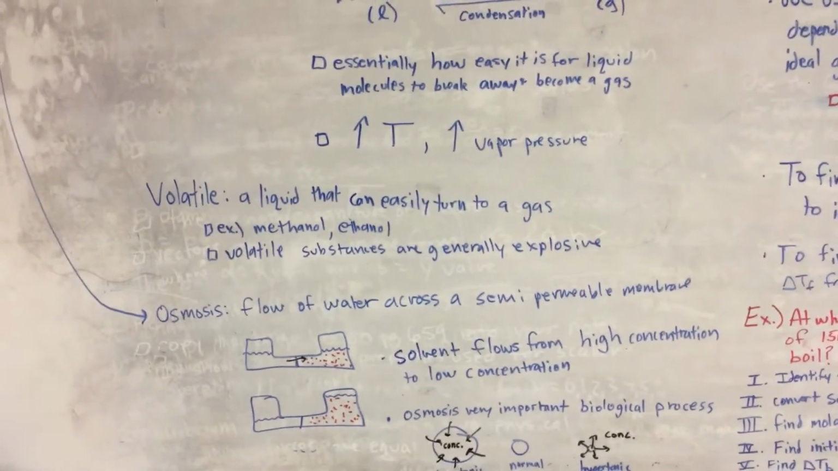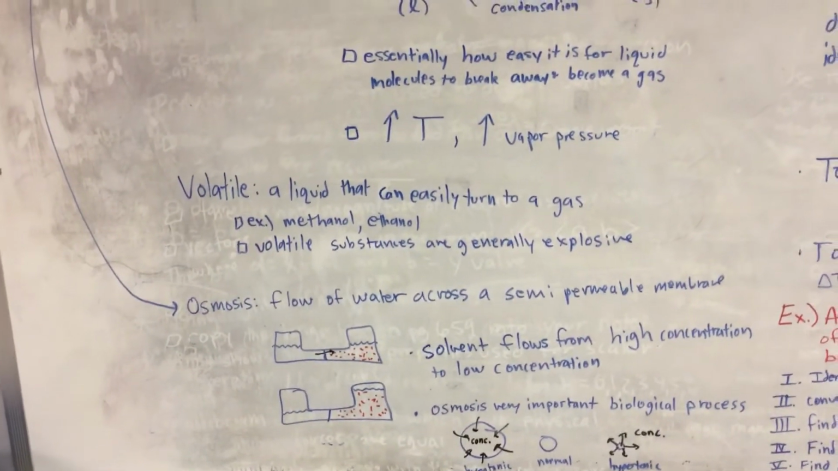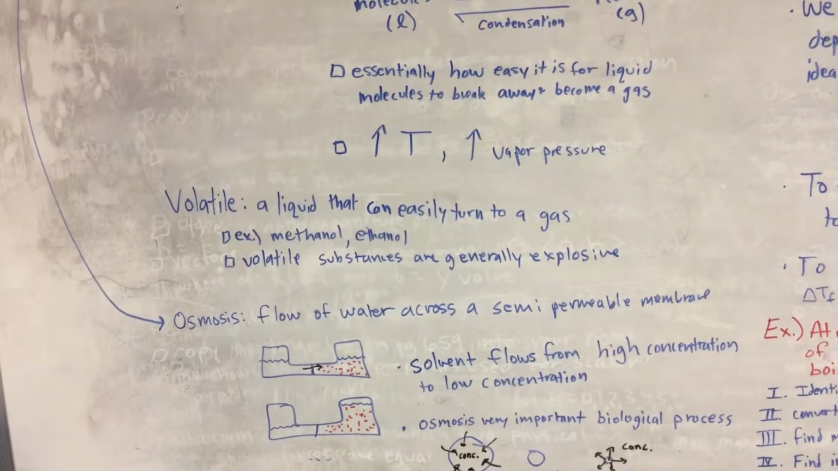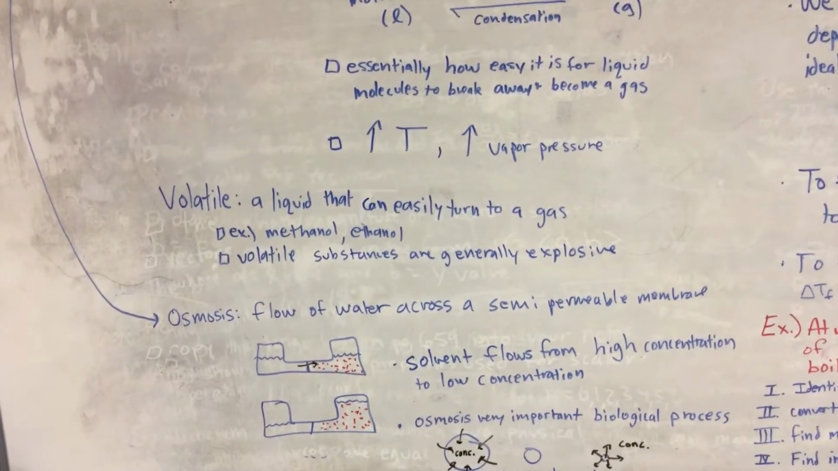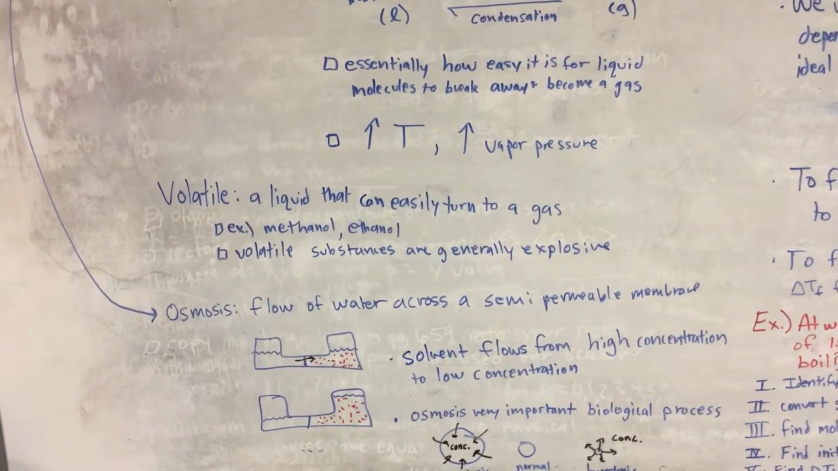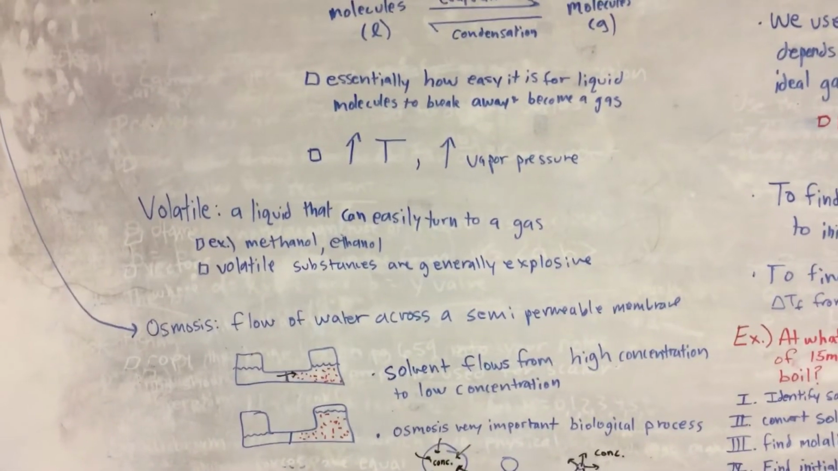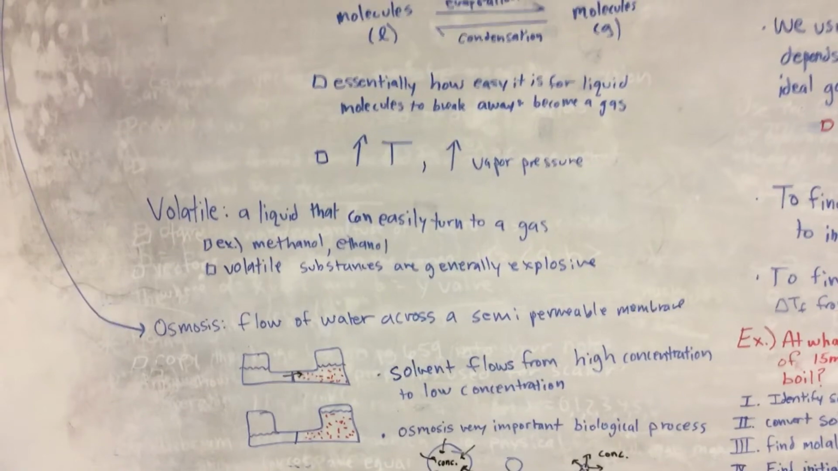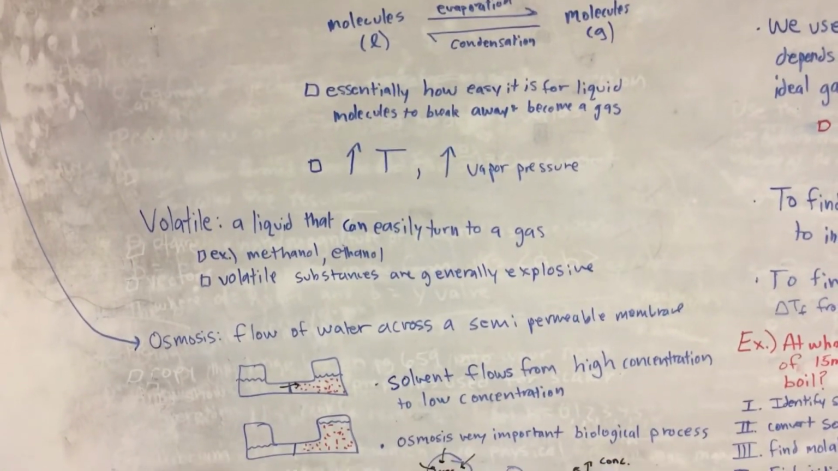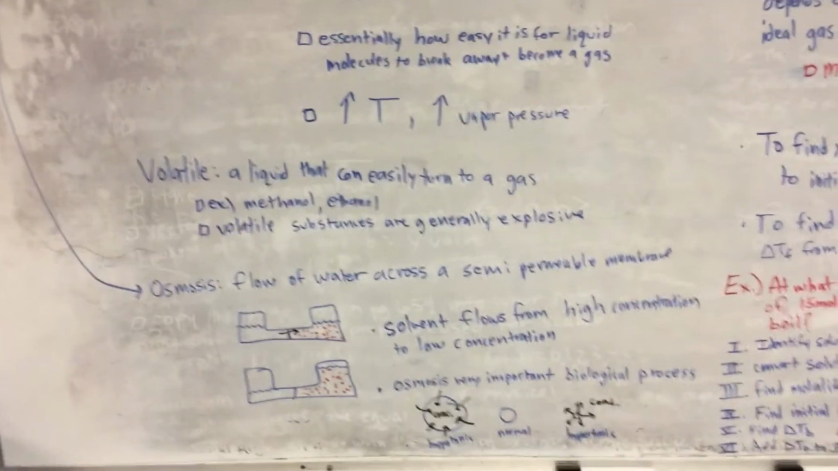So, an important term to know is volatile. A liquid that can easily turn into a gas is volatile. Common examples of volatile solvents include methanol and ethanol. You have to be very careful when you're dealing with or transporting these solvents because volatile substances can be explosive. They can go boom. Okay? So, we'll get back to osmosis in a little bit.